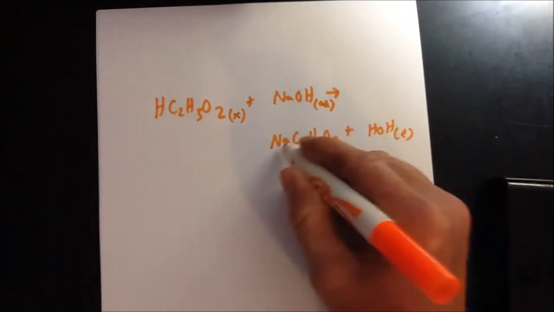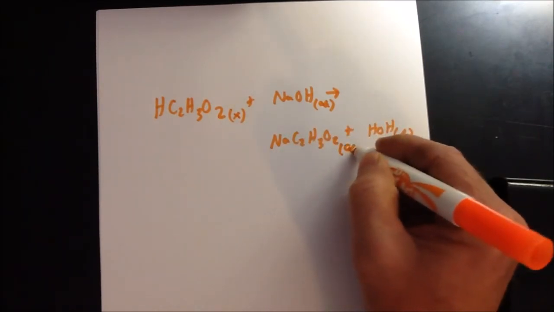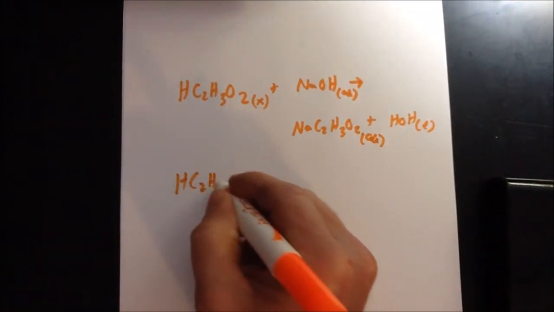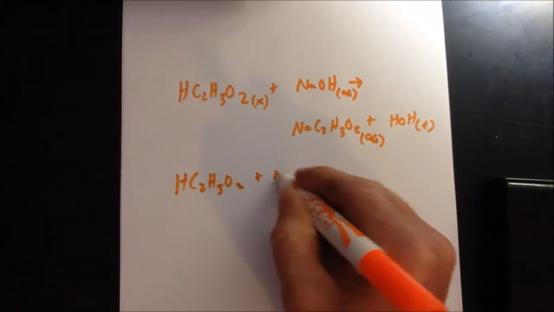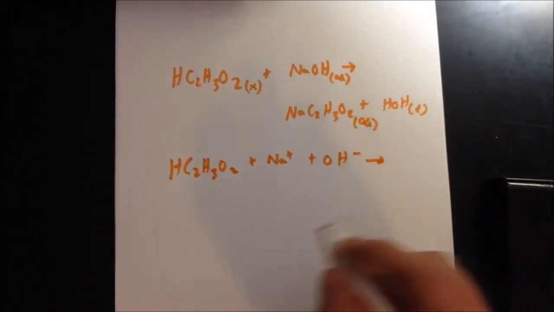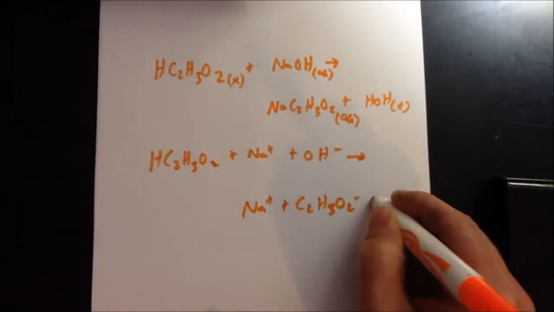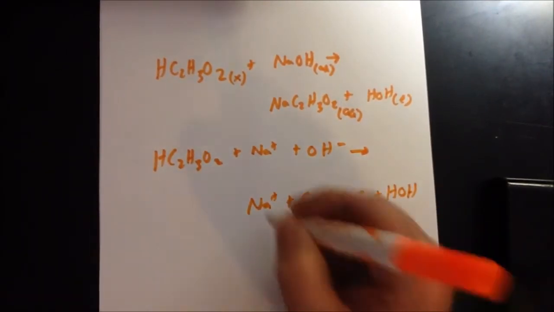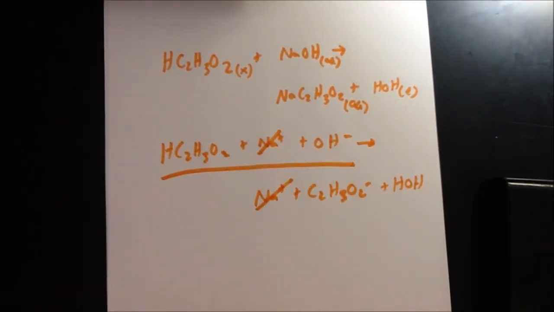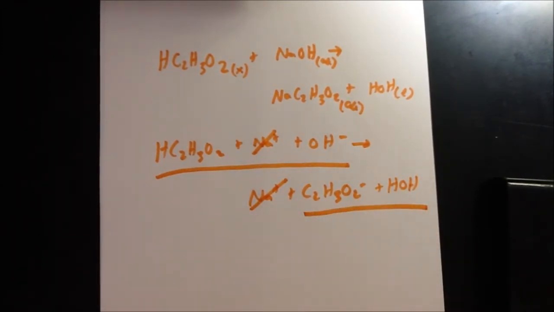And here we got a sodium acetate, and the acetate rule, all acetates are aqueous and all group 1 are aqueous. So we get something that looks like this: HC2H3O2 plus Na plus OH minus. I'm breaking that one apart because it's aqueous. Arrow Na plus C2H3O2 minus plus HOH. And I'm going to cancel out the spectator ions, leaving me with acetic acid plus hydroxide ion for my strong base forms the acetate ion and HOH.